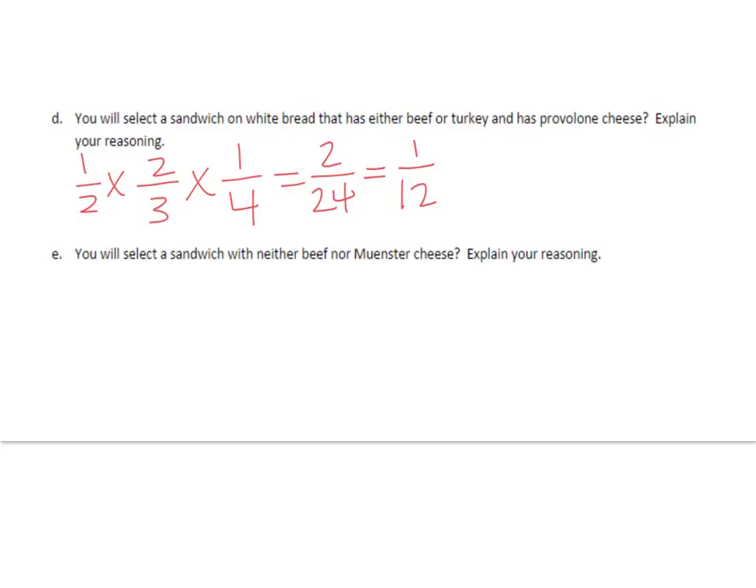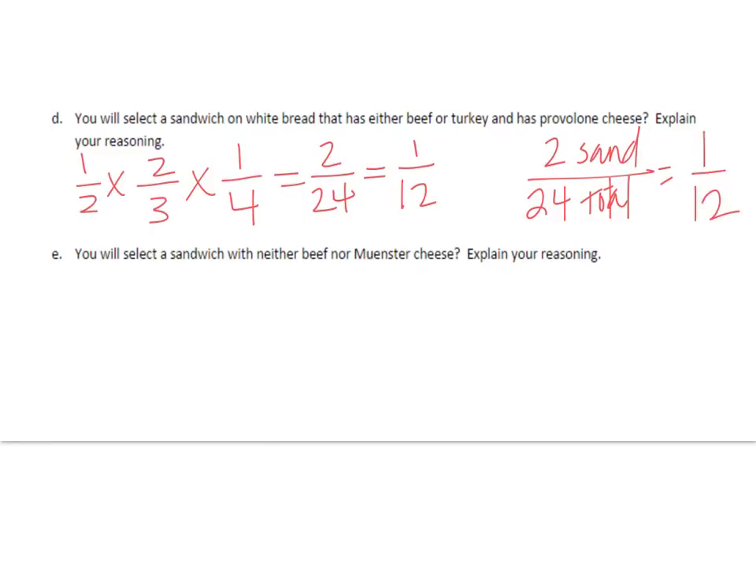the route that goes to white, so that's your top branch, and then you follow the route that goes to ham or beef, so you've got 2, and then you want provolone, you have 1 ham sandwich that has provolone and 1 beef sandwich that has provolone. So that's 2 total sandwiches out of all 24 sandwiches total. And that leaves us with 1/12 as well.